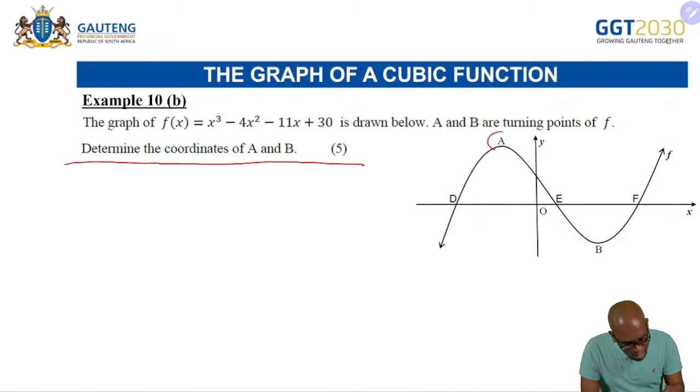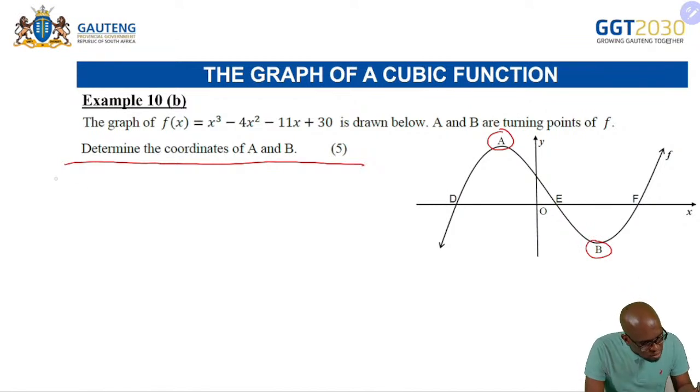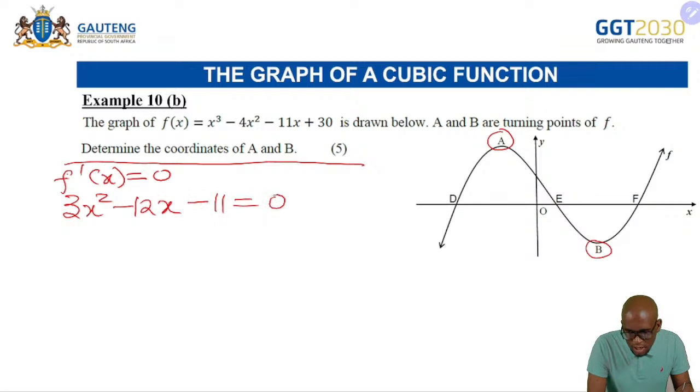We see that A and B are the turning points. How do we determine the coordinates of the turning points? We need to differentiate. So we're going to work out f prime of x equals 0. What is our f prime of x? That is 3x squared minus 12x minus 11 equals 0. So that's what we get.